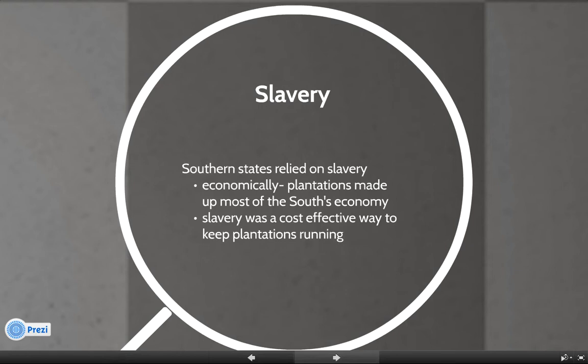Slavery was obviously one of the biggest issues surrounding the causes of the Civil War. Southern states relied on slavery as a way for them to economically thrive. Plantations made up most of the South's economy. Slavery was one of the ways in which these plantations ran. It was the most cost-effective way to keep the plantations running.